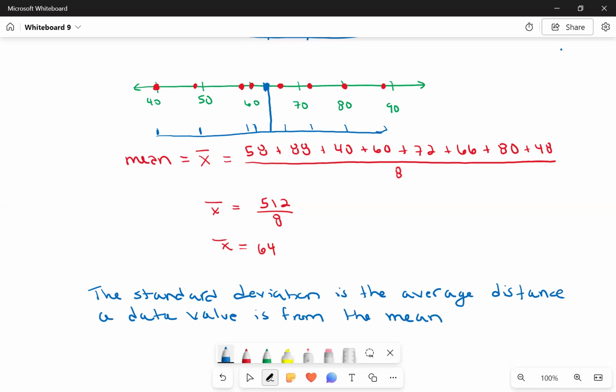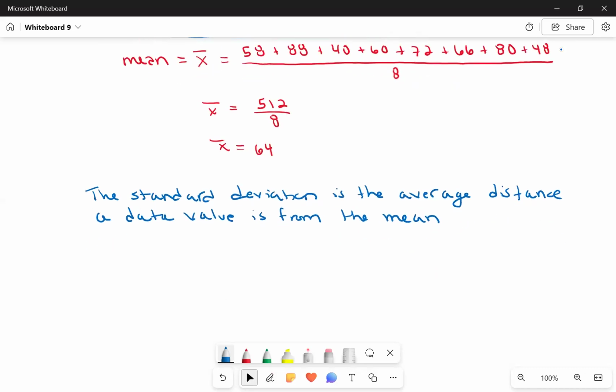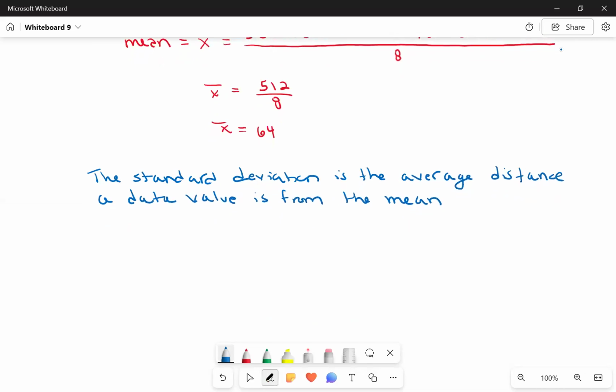And to do that, I'm going to need to take each data value and figure out how far away it is from the mean. So what I'm going to do is take each data value, and here I'll call those data values X. I'm going to do X minus X bar.